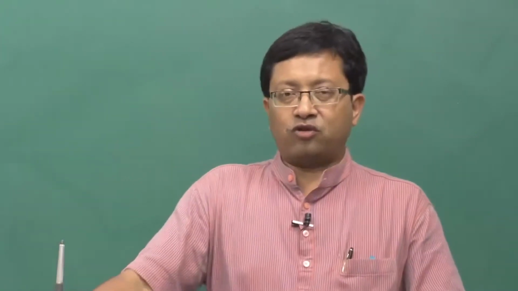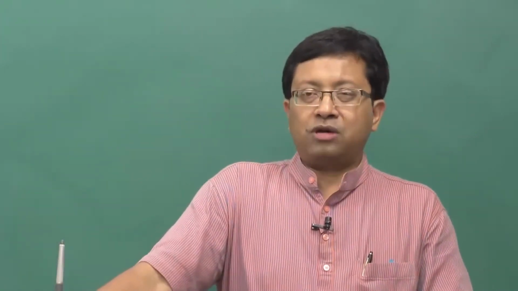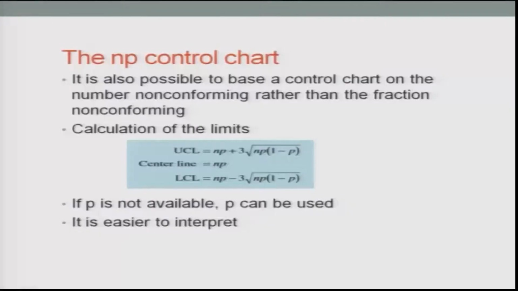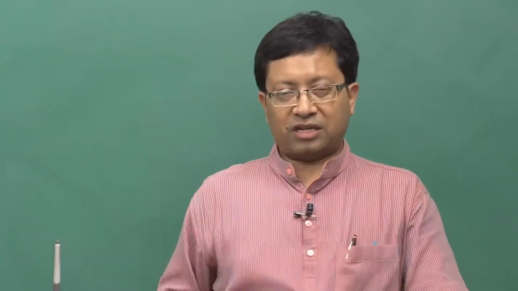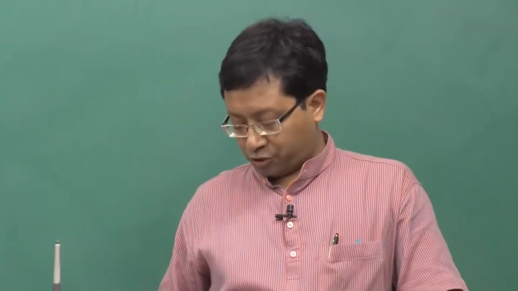So, those values come out to be the square root of np into 1 minus p, and plus minus 3 of that would give you the upper value and the lower value. So, if p is not available, obviously you will use p bar. This would be easy for us to understand. So, the case is basically p hat or p bar. If p is not available, p bar can be used, and it is easier to interpret, because I said that numbers are much easier to understand than proportions or probability.